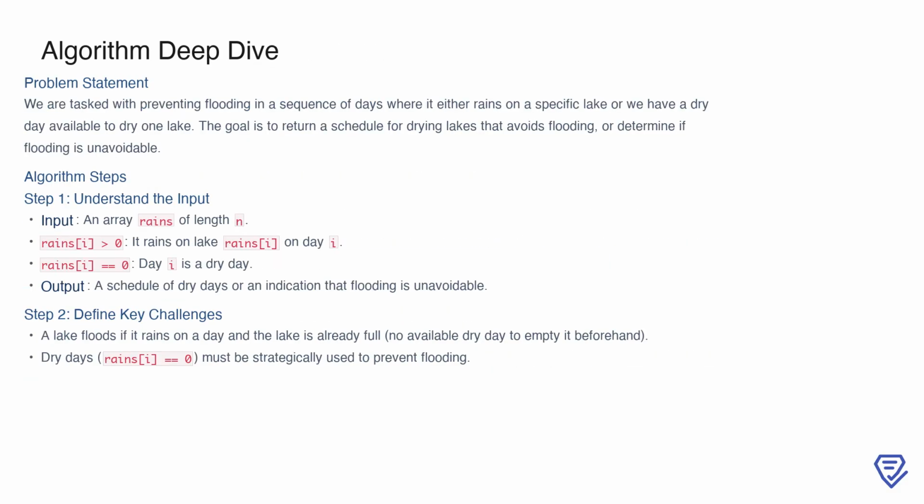In this problem, we are tasked with managing water levels in a sequence of lakes over several days. On some days, it rains on a specific lake, filling it with water. If a lake that is already full receives more rain, it will flood. On other days, we have the option to dry one lake, meaning we can empty its water to prevent potential flooding. Our goal is to determine a schedule for using these dry days to avoid flooding or to conclude that it's impossible to prevent flooding.